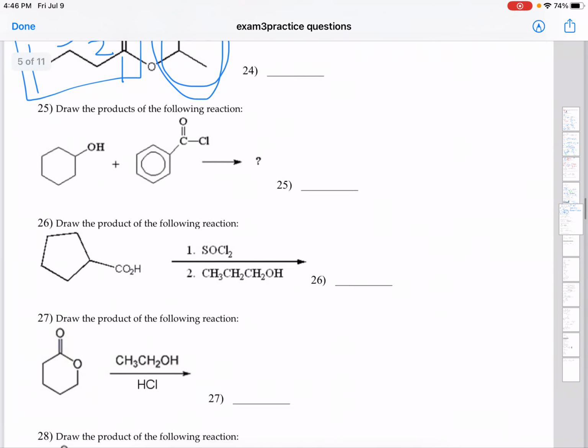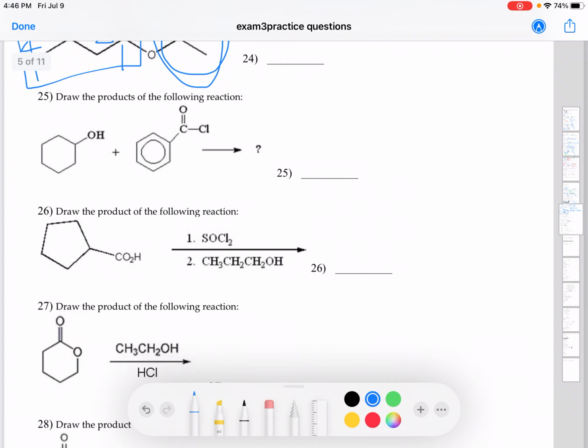And number 25, draw the product of the following reaction. Now you have an alcohol and a benzoyl chloride. Okay, alcohol and a benzoyl chloride. So basically this is a reaction where we can make an ester. Okay, so what's going to happen here? The lone pair of the oxygen from the alcohol goes and reacts with the carbonyl group, opens up the double bond, reforms it. Chlorine leaves as a leaving group. So you will have your answer.